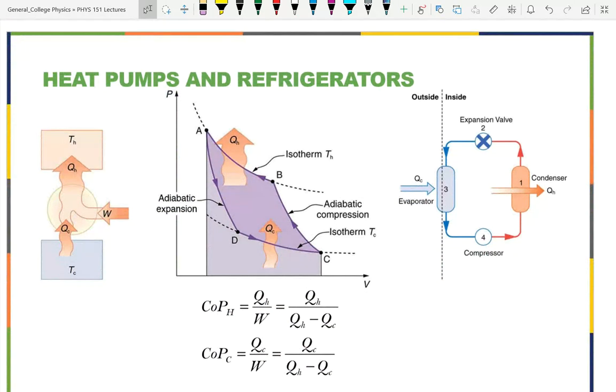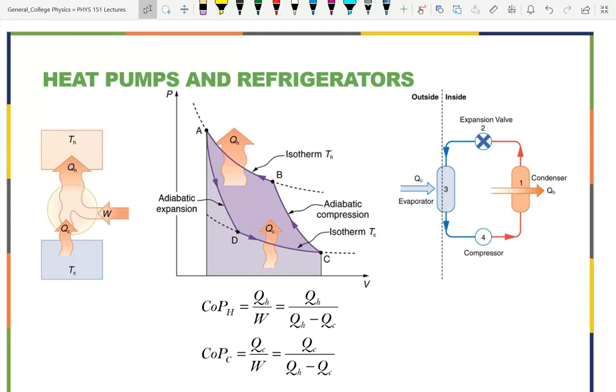Heat pumps. I mentioned heat pumps in class Monday. Heat pumps are heat engines in reverse. So in this picture, you see that is a Carnot cycle. Just like the Carnot engine, this is a Carnot heat pump. What's the difference? You put energy in.